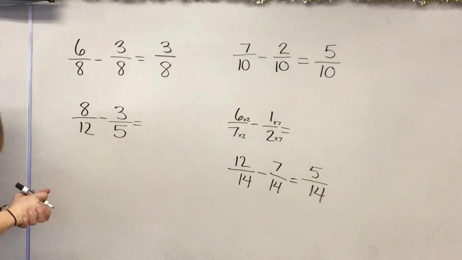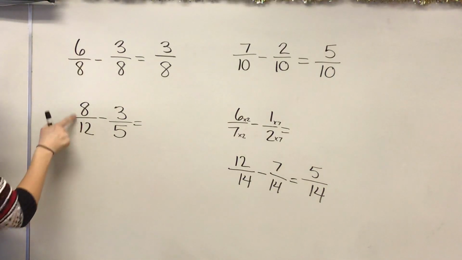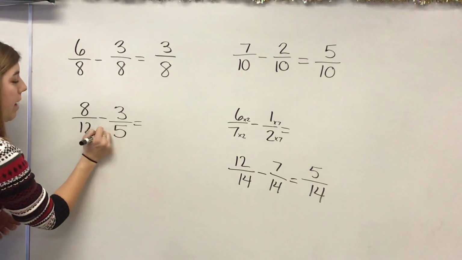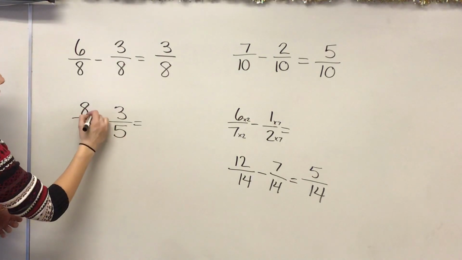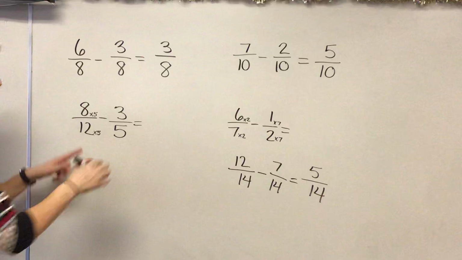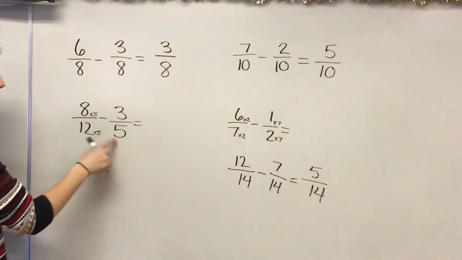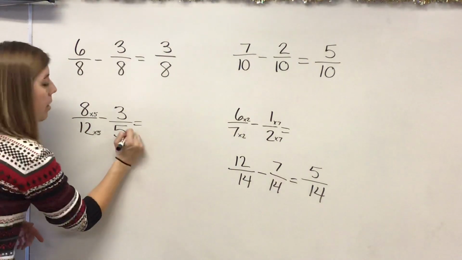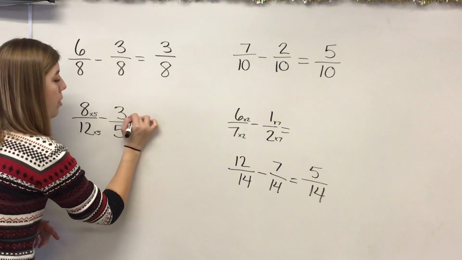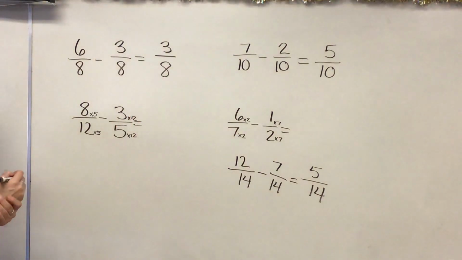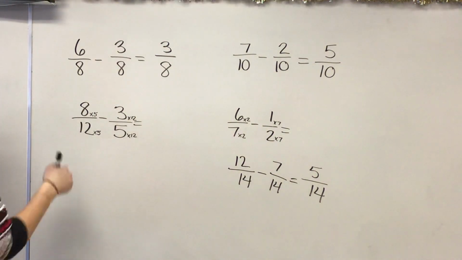All right, if you're ready to go over the answer, here's what you should have. 8/12 I'm going to multiply times 5, that opposite denominator, as I work to create a common denominator, denominators that are the same as one another. And then my 3/5 I'm going to multiply by 12, the opposite denominator. Remember, whatever you do to the top, you have to do to the bottom. And I'm going to see what my equivalent fractions are that I've just created.